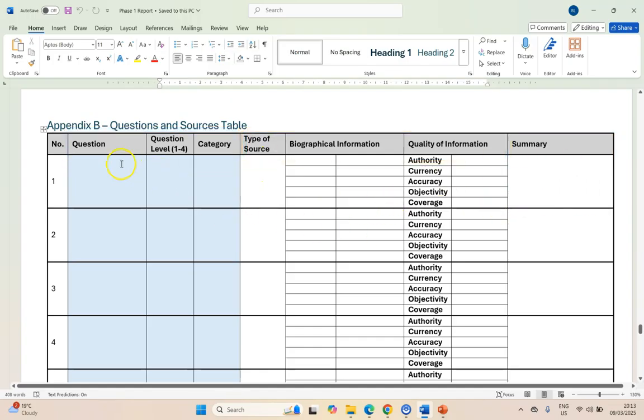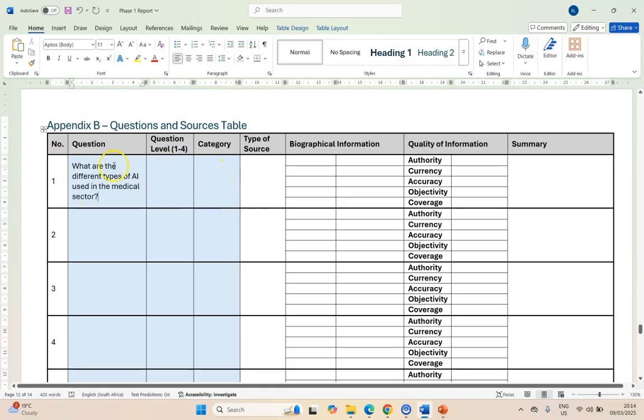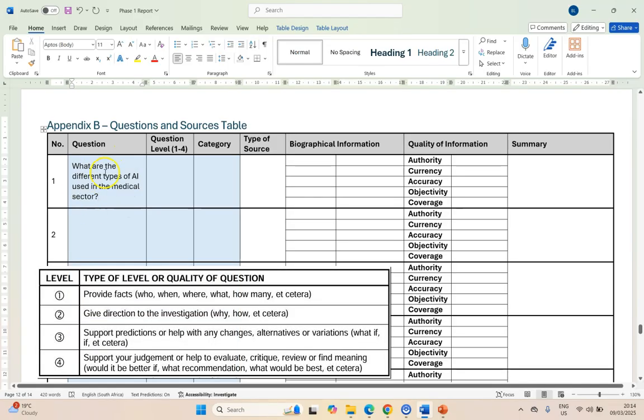So we're going to focus just on the question. So this is all related to each other. We're going to write down your question. You're going to say what level it is and what category it is. So a type of question could be, what are the different types of AI used in the medical sector? Remember, our focus question is focusing on a particular sector. So we want questions that relate to a particular sector. We don't just want general questions. We want questions that are going to help us have a discussion in our phase 3. So this is a very factual question.